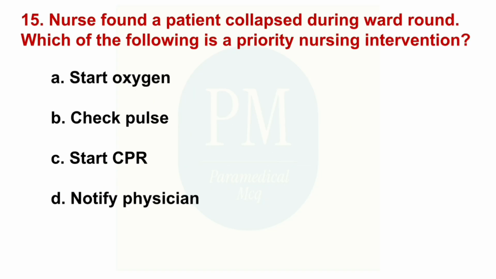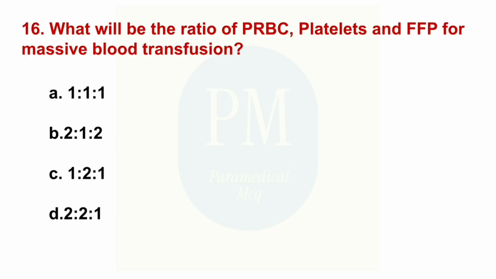A nurse found a patient collapsed during ward round. Which of the following is a priority nursing intervention? Option A, start oxygen. Option B, check pulse. Option C, start CPR. Option D, notify physician. The correct option is option B, check pulse. What will be the ratio of PRBC, platelets and FFP for massive blood transfusion? Option A, 1:1:1. Option B, 2:1:2. Option C, 1:2:1. Option D, 2:2:1. The correct option is option A, 1:1:1.